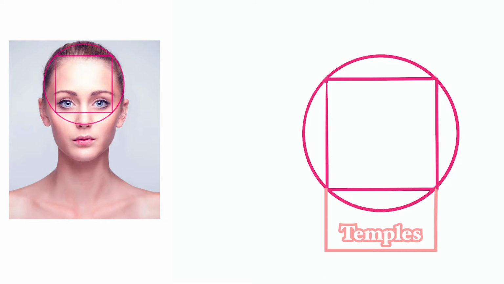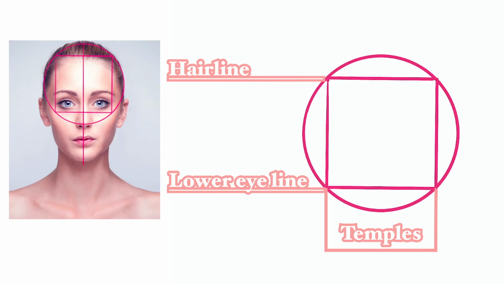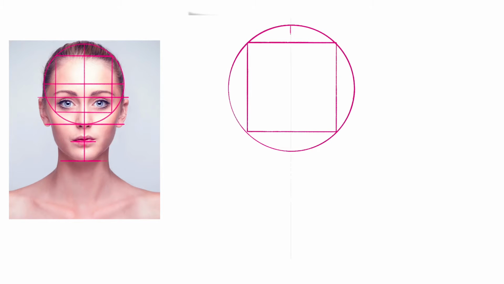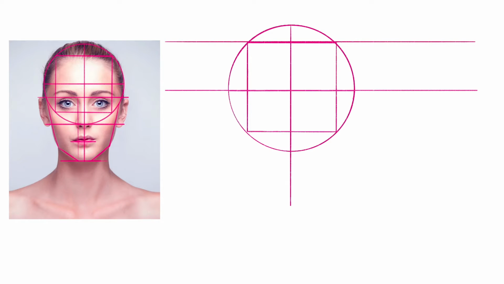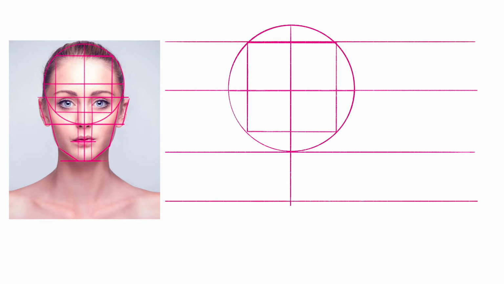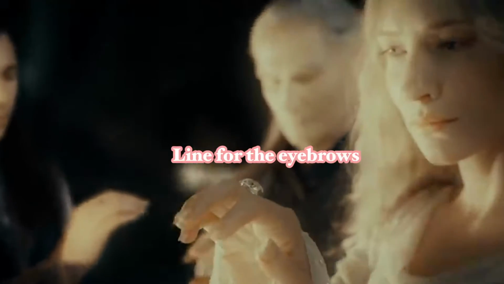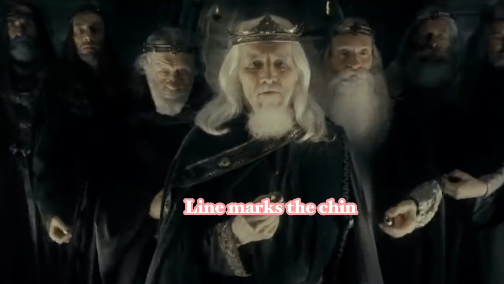Next, I draw a square within a circle. I do this to indicate the temples, hairline and lower eye line. After the circle is ready, outline the most important thing in the face, the center line. This includes the line of symmetry and the line of the eyebrows. Next, I use the rule of thirds. These are auxiliary lines that help us outline the main parts of the face by dividing them into three parts. One line for the eyebrows, the second line for the nose, and the third marks the chin.